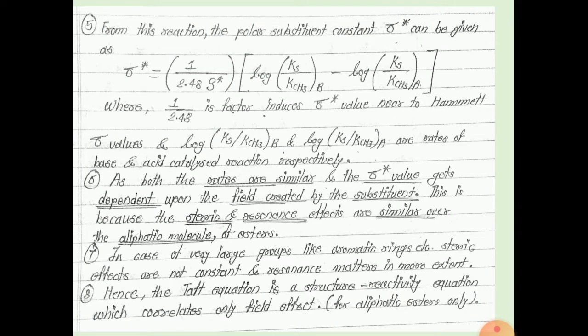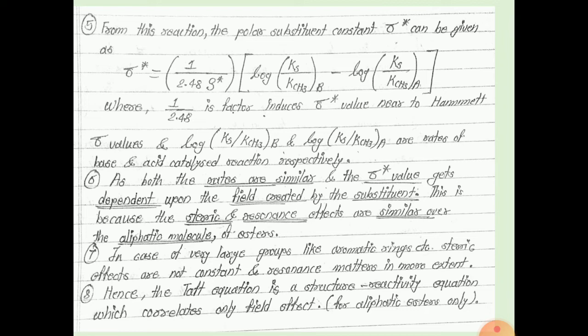From this reaction, the polar substituent constant sigma star can be given as sigma star equals 1 upon 2.48 times [log(Ks/KCH3)B minus log(Ks/KCH3)A], where 1 upon 2.48 is a factor including the sigma star value near the Hammett delta sigma value, and log(Ks/KCH3)B and log(Ks/KCH3)A are the rates of the base and acid catalyzed reactions respectively.